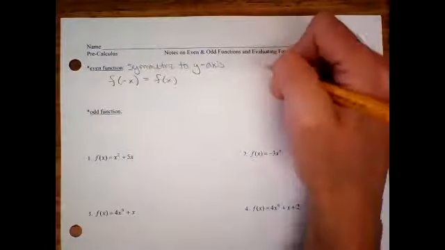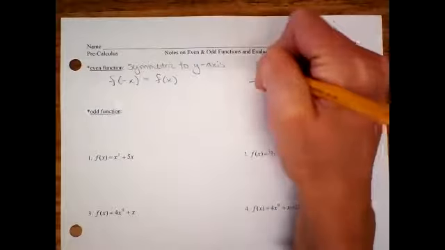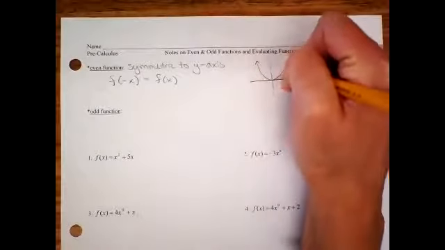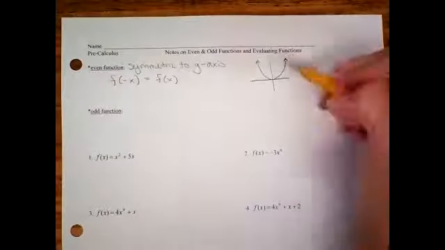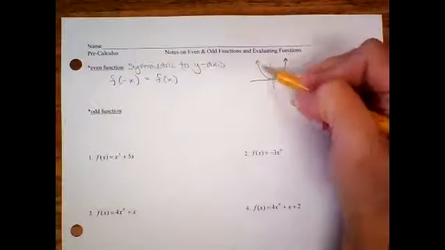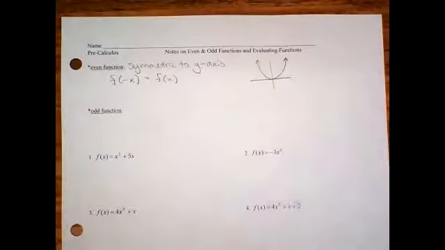So an example of an even function would be like the quadratic function, something that looks like this. So symmetry to the y-axis. So what's in quadrant 1 here is symmetric to what's in quadrant 2. So it's nice if you have a graph, you can just look at it and go, oh, I see the symmetry. It's an even function.